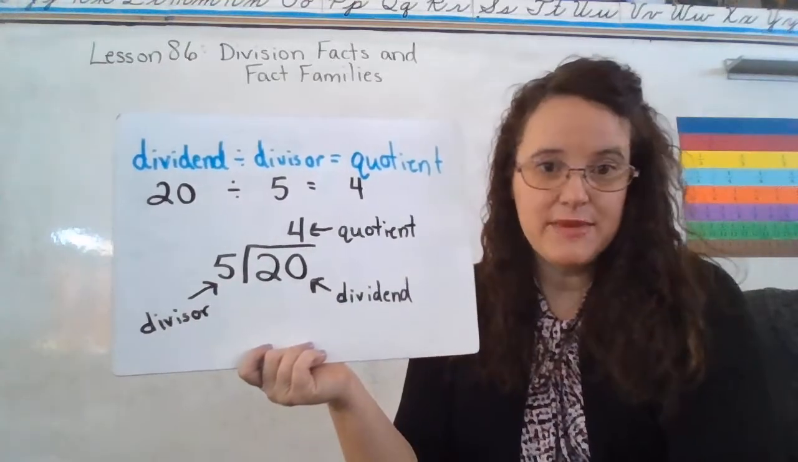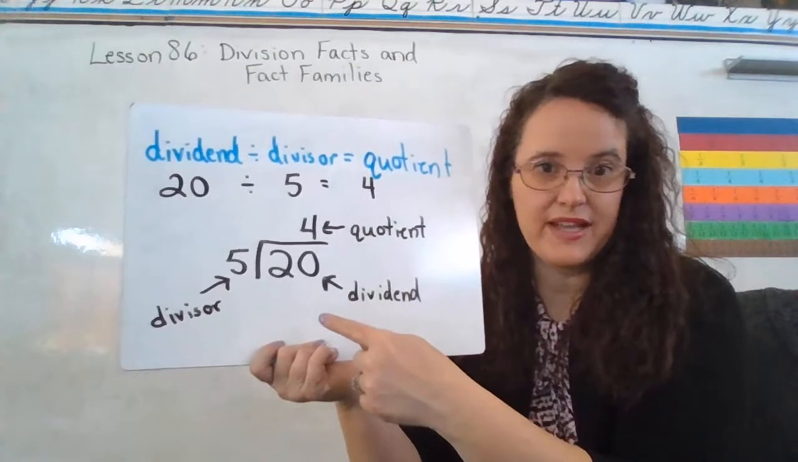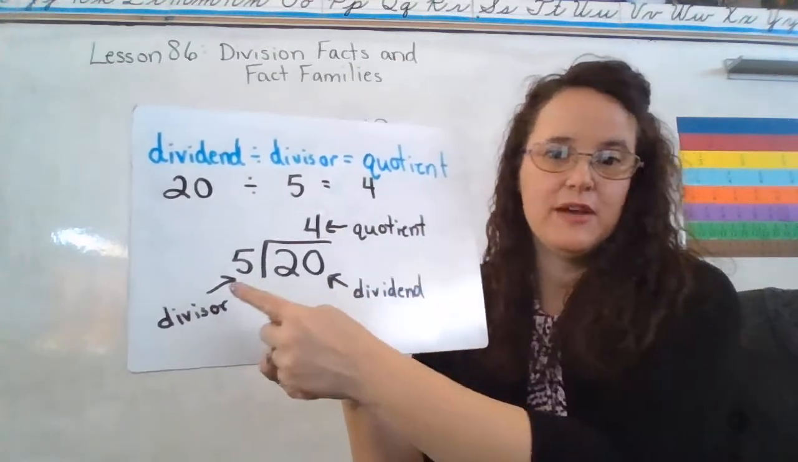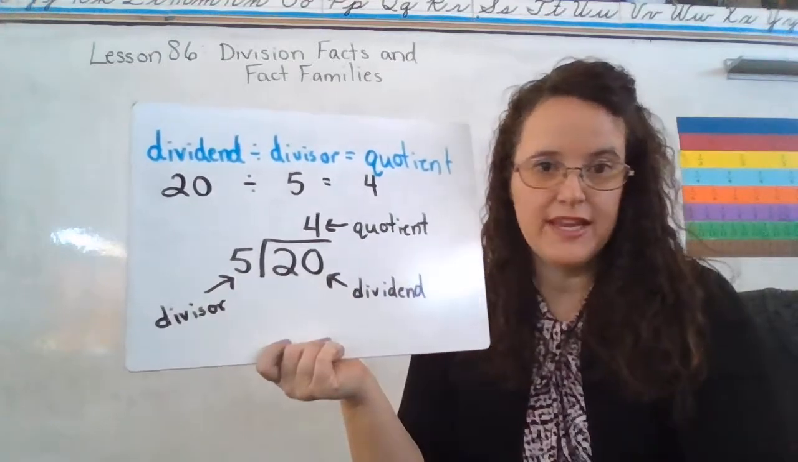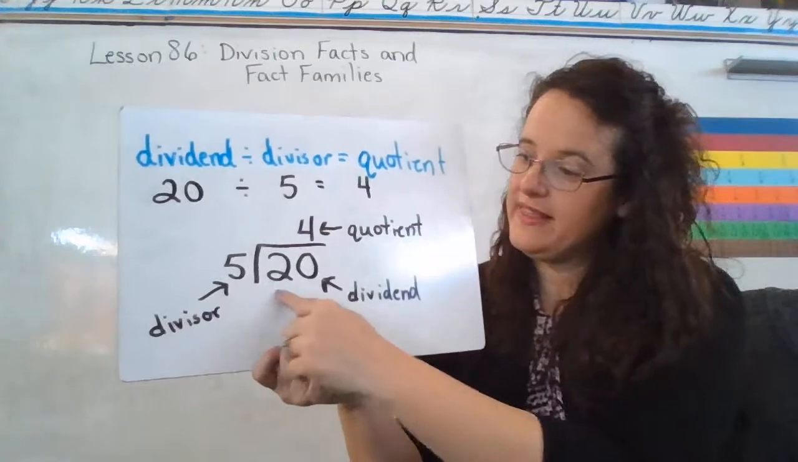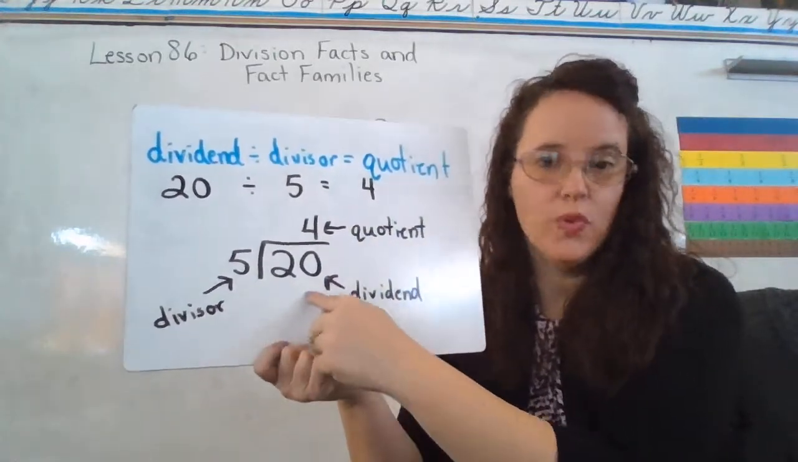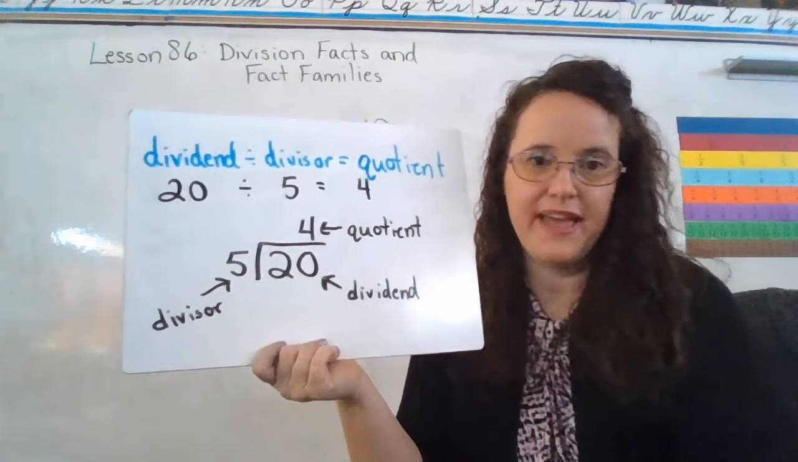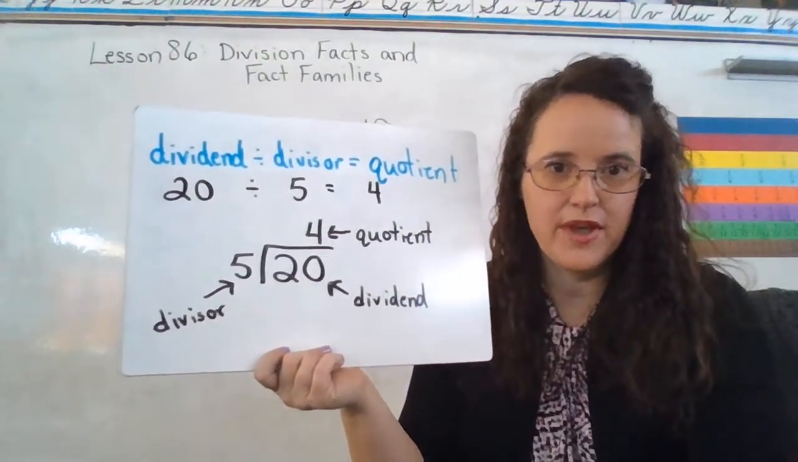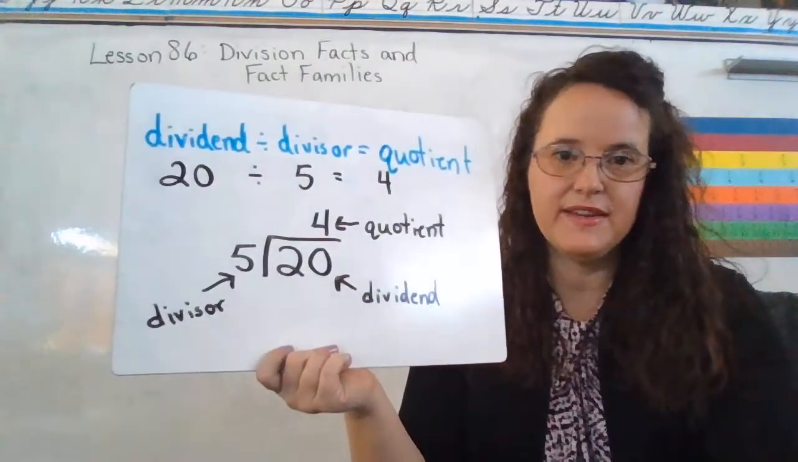So something that my students often have trouble with is reading this correctly. When all you see are the numbers, they will tell me, oh, it's 5 divided by 20. No, that's not what we're doing here. We read the number inside the house first. So we say it's 20 divided by 5. In this case, equals 4, okay? Read the number in the house first, 20 divided by 5.